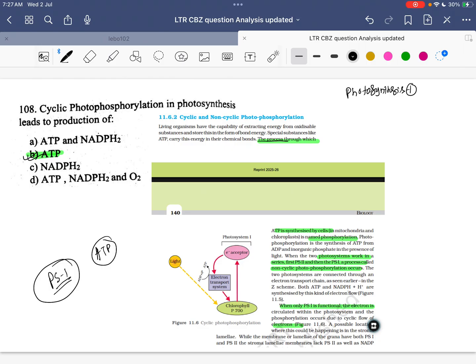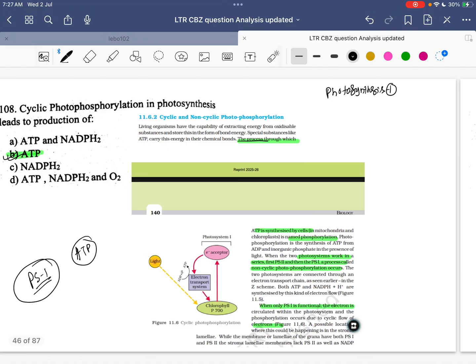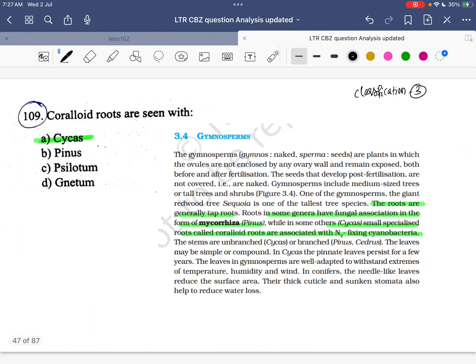I have marked the answers because they were discussed in the last classes yesterday. Question 109: coralloid root. Coralloid root is a feature of Cycas. Coralloid roots generally help in microbial interaction in the roots of Cycas.